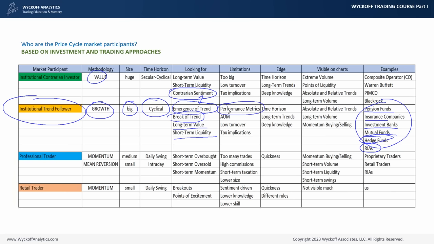Assets under management, low turnover and tax implications are also, as with the value investors, going to be detrimental to their success. Their edge is the time horizon, which is the long-term horizon, long-term trends and deep knowledge. They are visible on the charts through the absolute and relative trends, through long-term volume signature, momentum, buying, and selling.